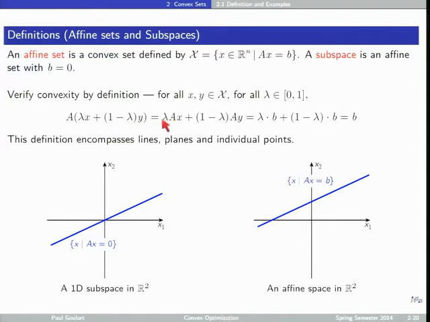Because the function is linear, I end up with lambda Ax plus 1 minus lambda Ay. But I know that Ax is on the plane, so it's equal to b. And I know that Ay is on the plane, so that's equal to b. I add it all up and I get b again. So this point on the line between them also satisfies A times that intermediate point equals b. Therefore the set is convex, because I didn't say which 2 points in the set I picked. I just said pick any 2 points.